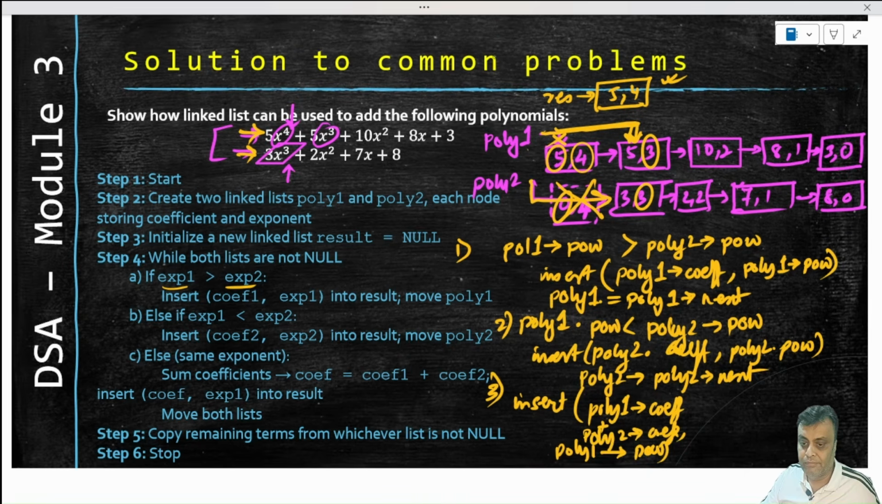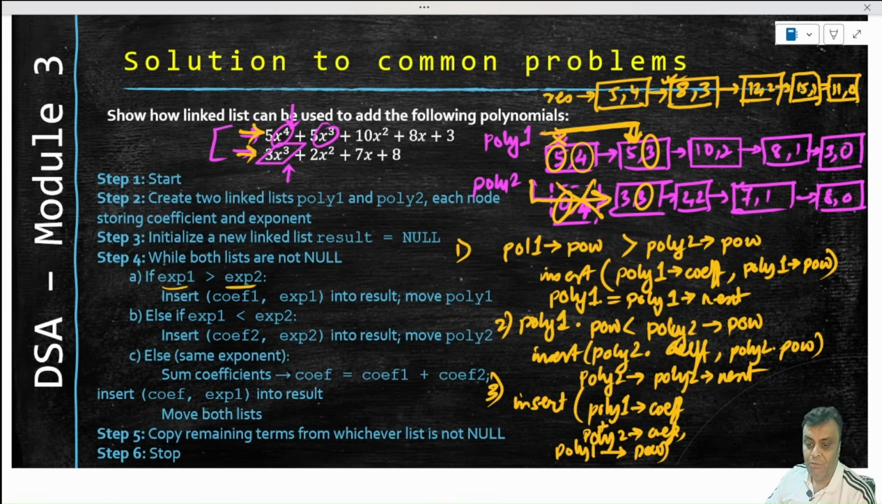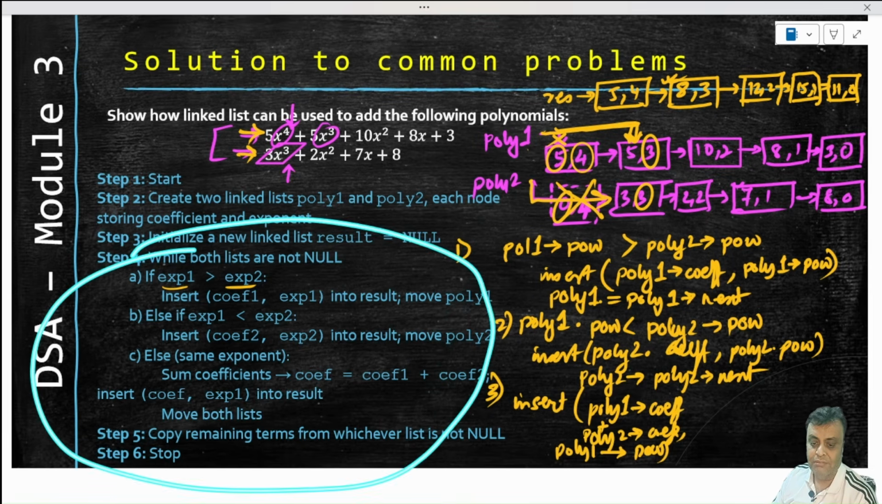So this got added. So now what we have is 5 will get added to 3. So we will get a result which will have 5 plus 3, which is 8, and then 3. Then we will have 10 plus 2, which is 12, 2. Then we will have 8 plus 7, which is 15, and 1. And then we will have 3 plus 8, which is 11, 0. So that is going to be the resultant once all of this is executed. And this is the same thing that is written here, right?